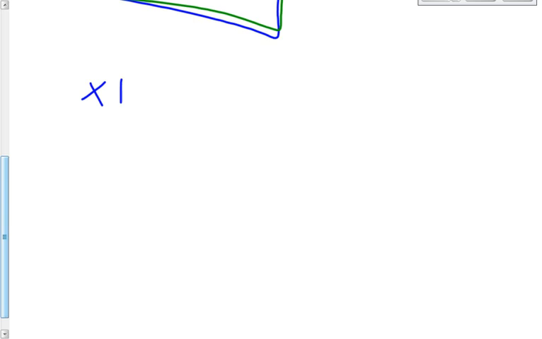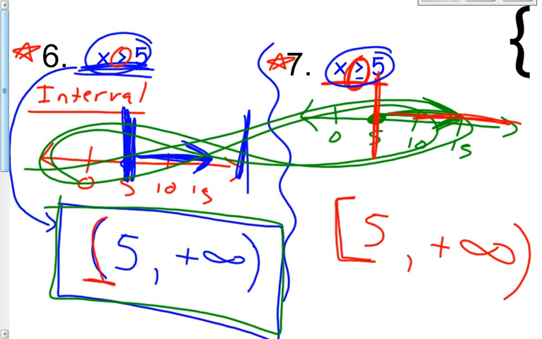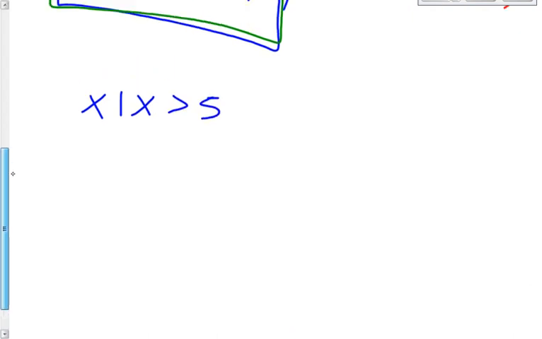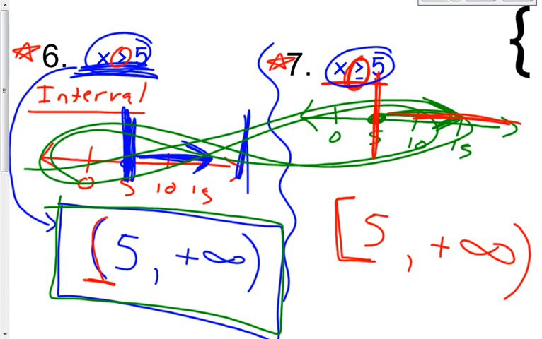X such that, and then you could just write this down. X is greater than 5. x such that x is greater than 5. And these always come in those squiggly brackets. I have one up here so you could take a look at it. I'm sure you guys have seen this before.